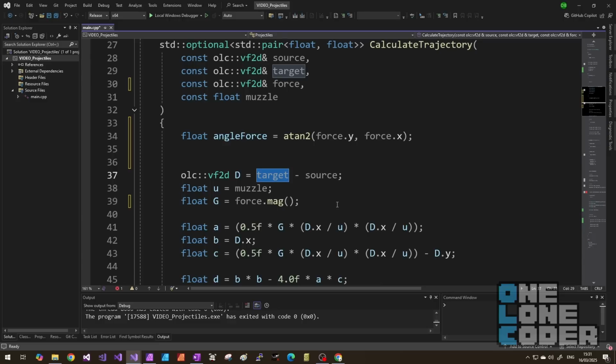I'm going to use a couple of Pixel Game Engine tricks to make this a bit easier to calculate. By default, all operations between 2D vectors in Pixel Game Engine happen in Cartesian space, that is, x and y coordinates.